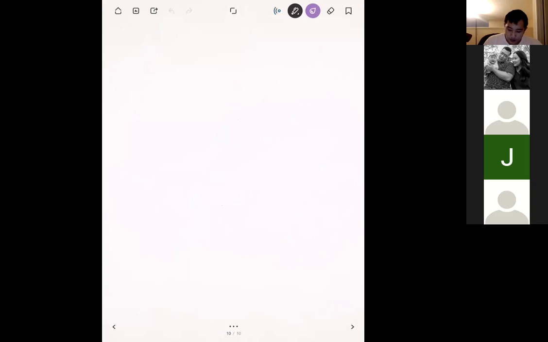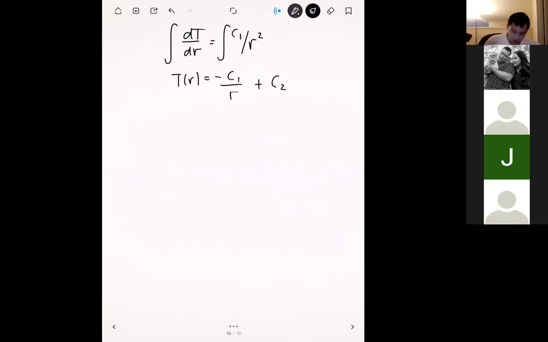All right, and so once we do that, we are left with dT/dr is equal to C1 over R squared, okay? R squared, not R2, right? And so we can go ahead and integrate this again. And then what we're left with is T of R is equal to minus C1 over R plus C2, okay?